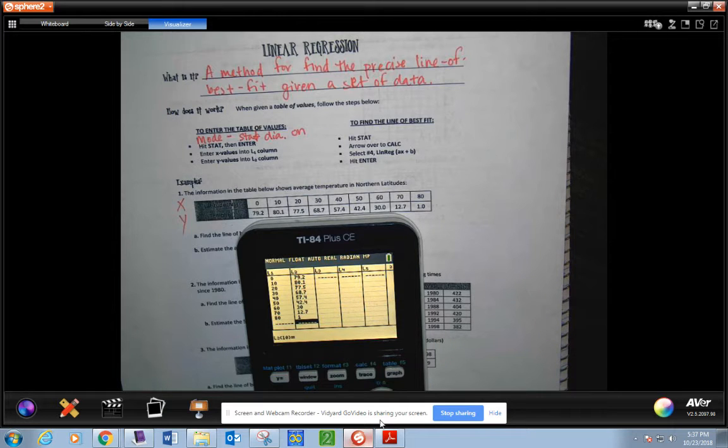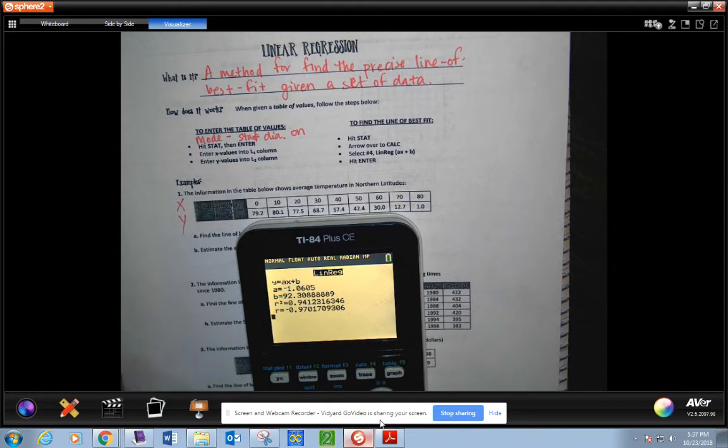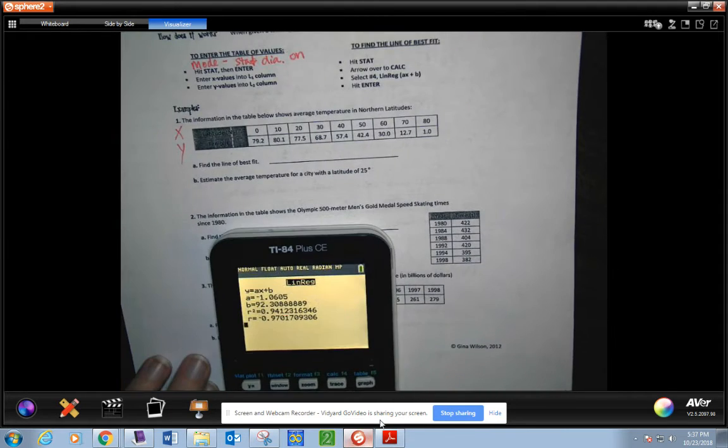Okay, once everything's filled in on your column, you're going to hit stat again. We move over to calculate, arrow over, and we're going to select number 4. So you can go down to number 4 and hit enter. And then you're going to go down to calculate and hit enter. Okay, it's going to pop up with these gorgeous big old long decimals. You're going to plug in A and you're going to plug in B. We're going to only take 3 decimal places.